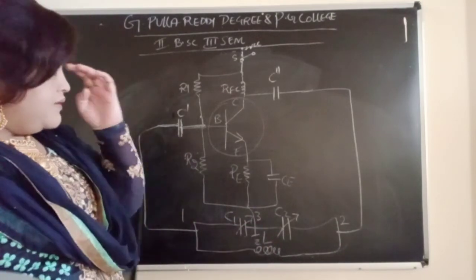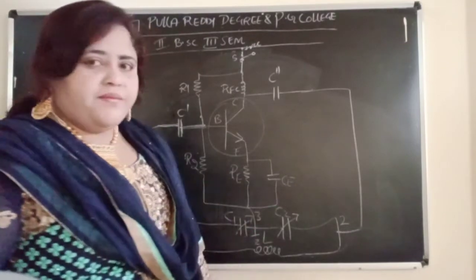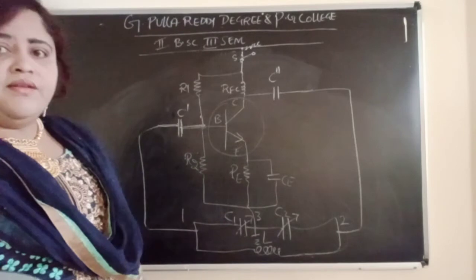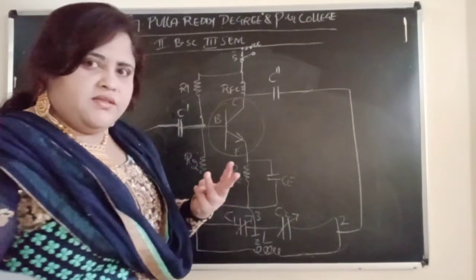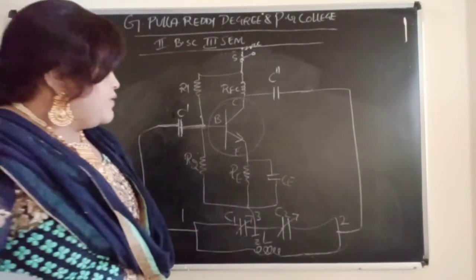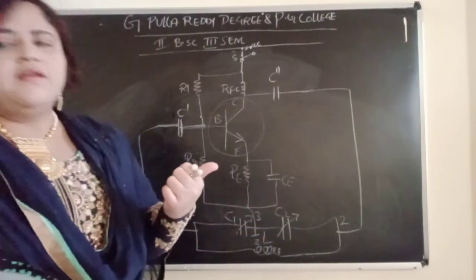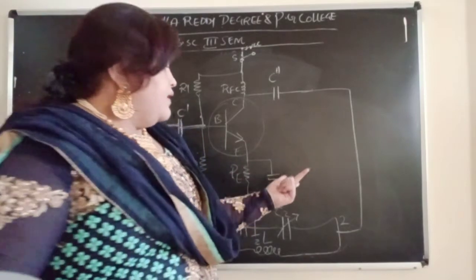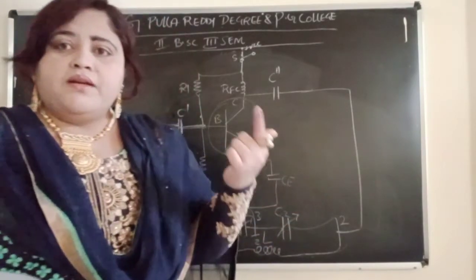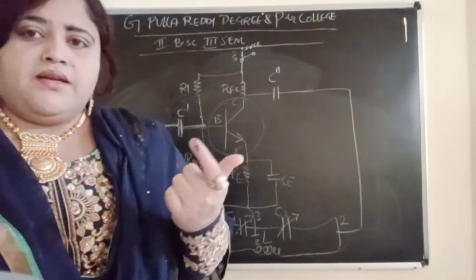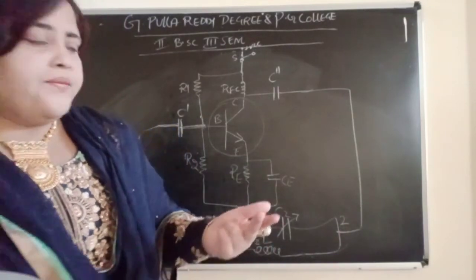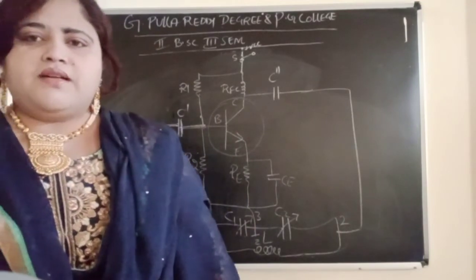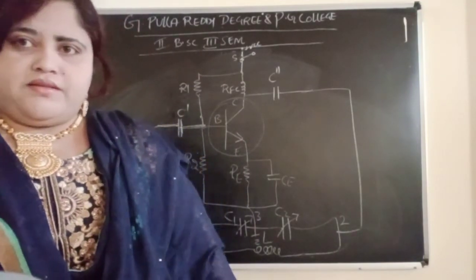Then C is nothing but the emitter bypass capacitor. What is the work of CE? It will do three operations. First, it will provide the AC to ground. Second, it will not allow the circuit to become degenerative, that means negative feedback. Third, it will keep the temperature stable. These are the three operations done by CE.